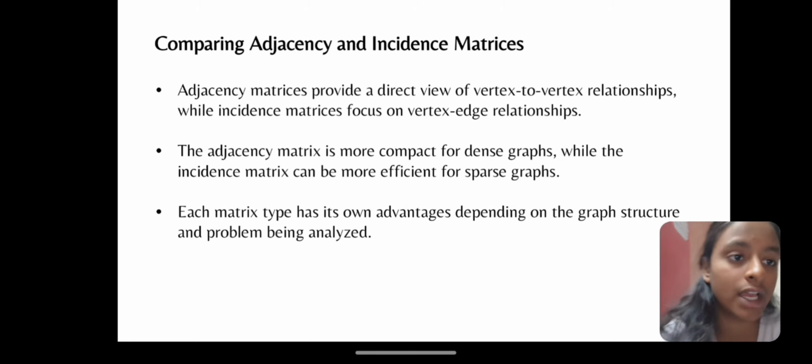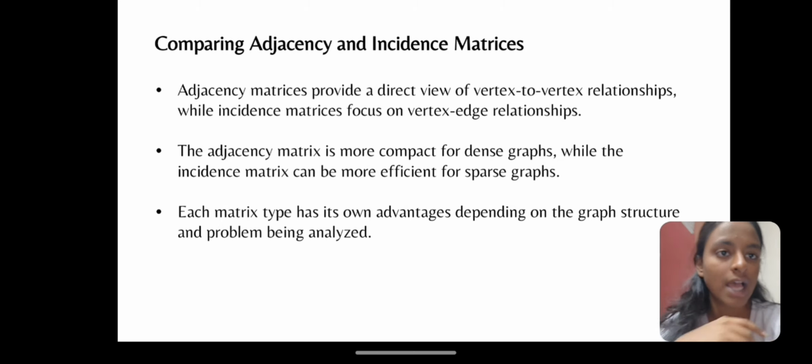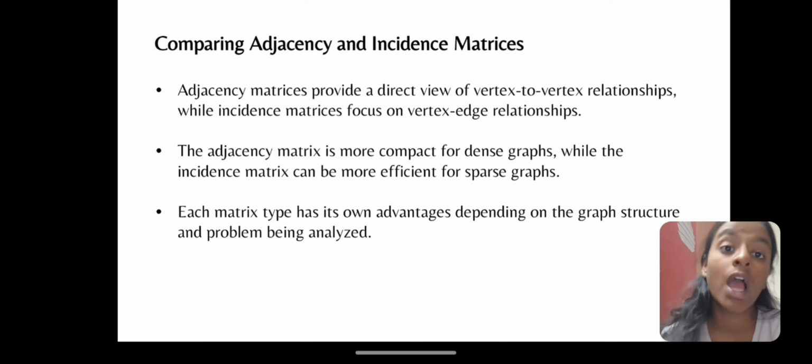For a clear idea, we compare adjacency matrices and incidence matrices. Adjacency matrices provide a direct view of vertex to vertex relationship, while incidence matrix focuses on vertex and edge relationship. The adjacency matrix is more compact for dense graphs, while incidence matrix can be more efficient for sparse graphs. Each matrix has its own advantages depending on the graph structure and problem being analyzed.